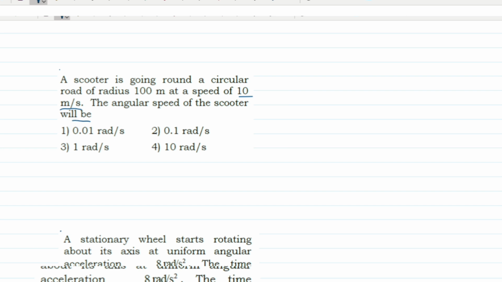So the relation between linear speed and angular speed is V equals R omega. Then omega equals V by R. V is 10, and the radius is given as 100 meter. So 10 times, it's going, 1 by 10 is nothing but 0.1 radian per second.